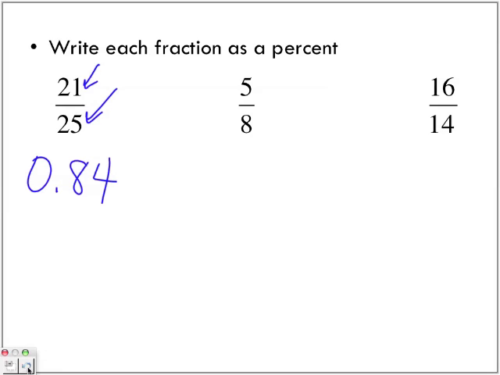What is the next step, though? Remember, because it's per cent, you multiply it by 100. Exactly. We're going to multiply by 100 to give us the percent sign, which is now equal to 84%. So if you got 21 out of 25, you got a mark of 84%. Okay, let's take the next one.